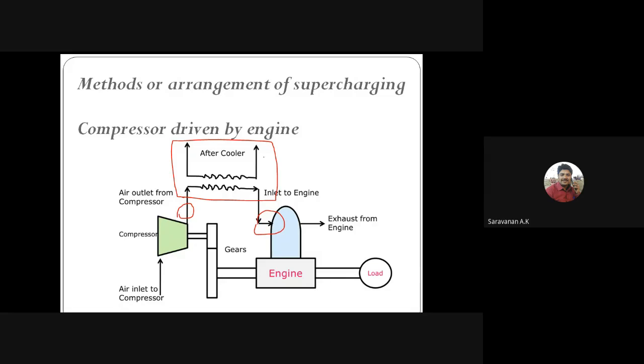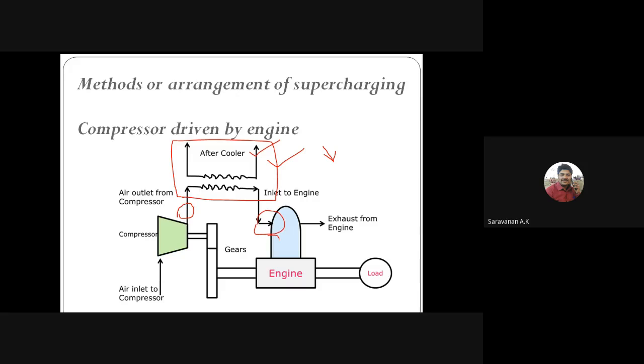So why do we have to use the air cooler? We have to reduce the compressed air temperature. If the cooler is not there, what will happen? The engine performance and the engine efficiency automatically reduce, because the inlet air temperature will increase. We can avoid that, so the engine performance improves. For that only we are using the superchargers. We have to supply the air in a cool manner, so we are introducing the air cooler between the supercharger and the engine input.